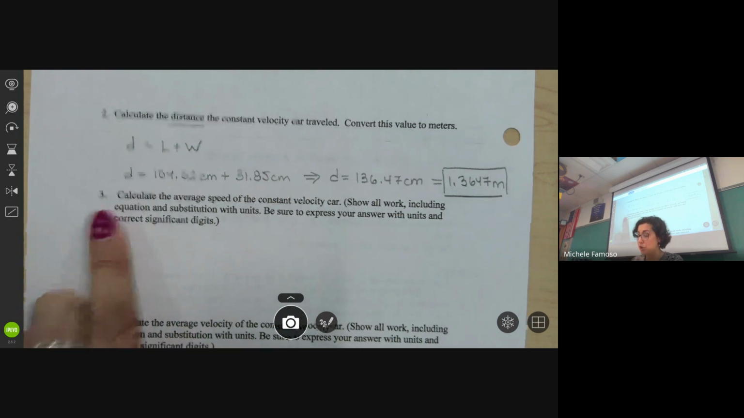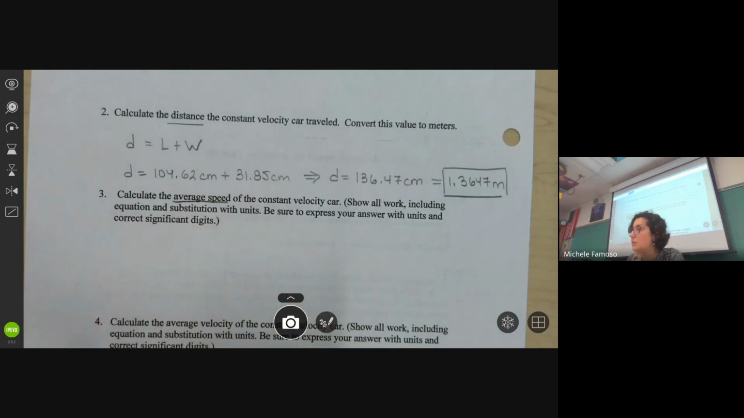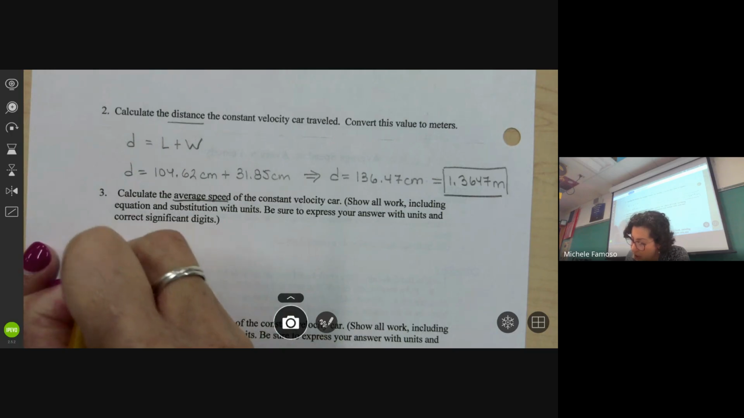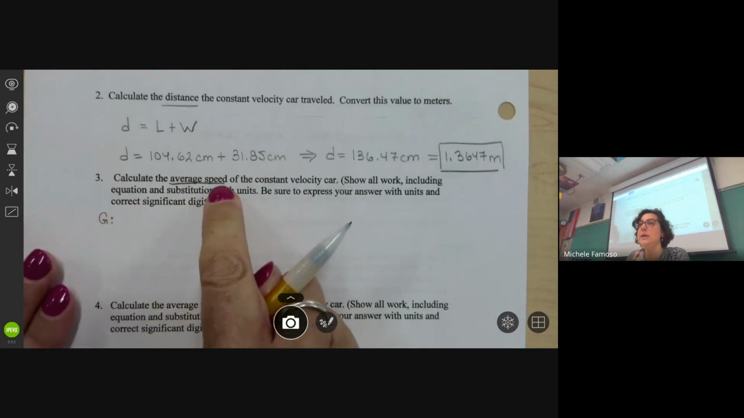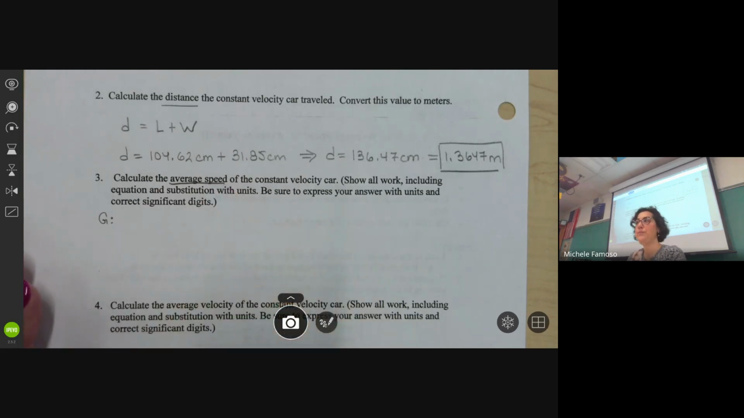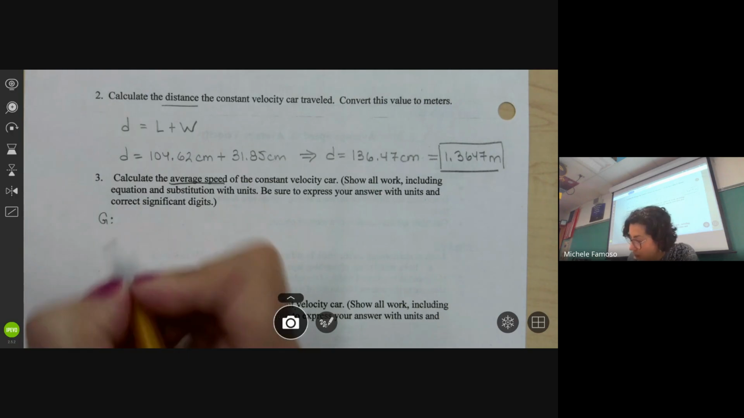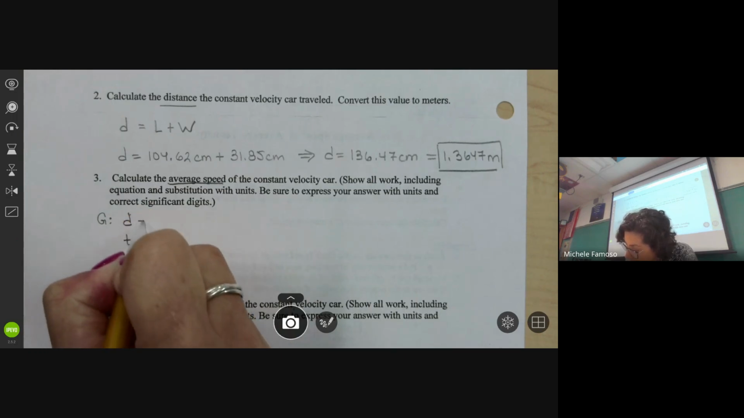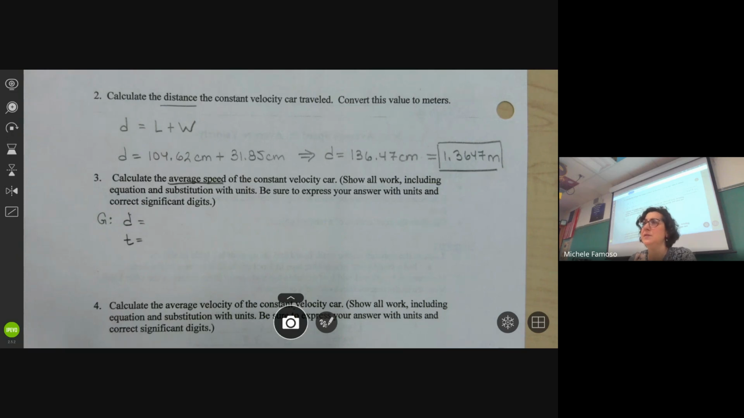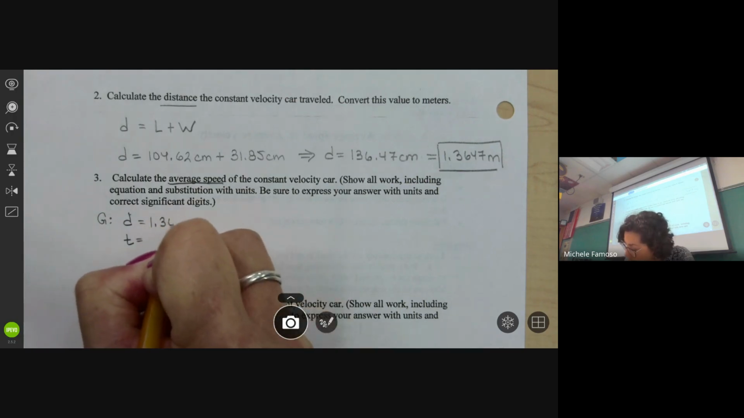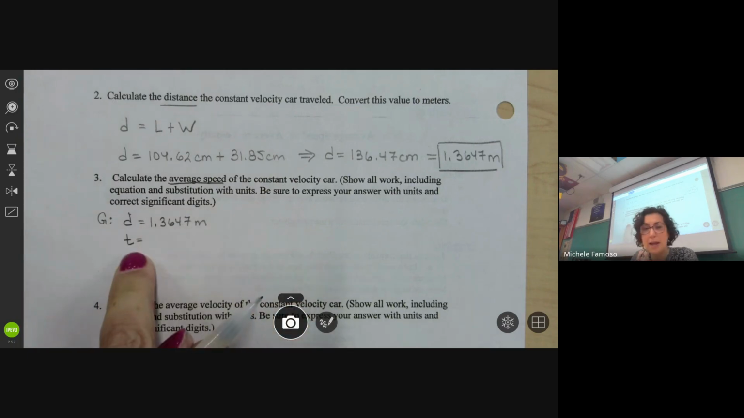This is a guess method question. I want you to find the average speed of the car. In order to find a speed, what do you need to know? What are your givens when you need to find a speed? 1, you need to know the distance and the time. Where are we going to get the distance from? Gianna, where am I going to get the distance from? Yeah, it's your answer to question 2 in meters. And where am I going to get the time from?